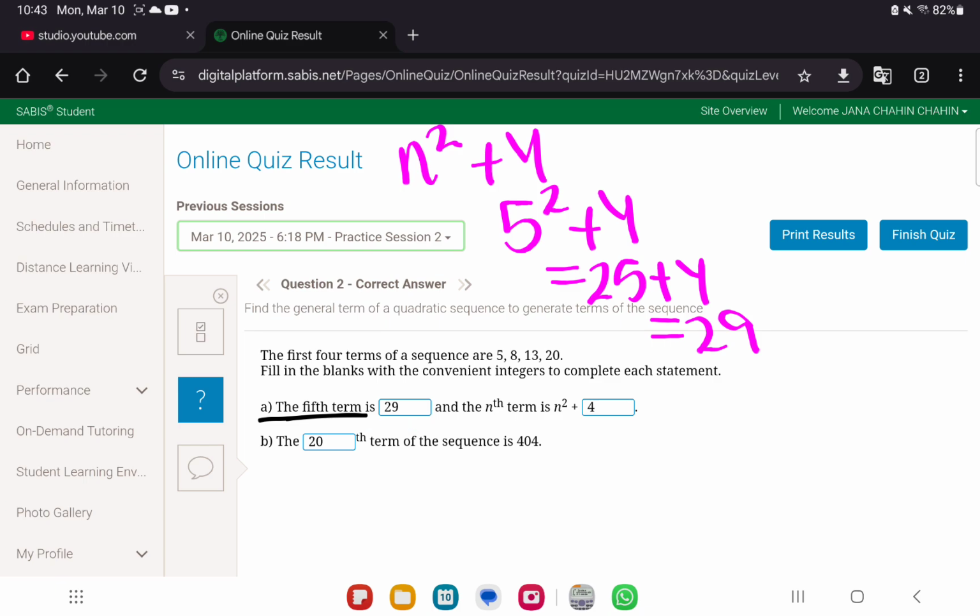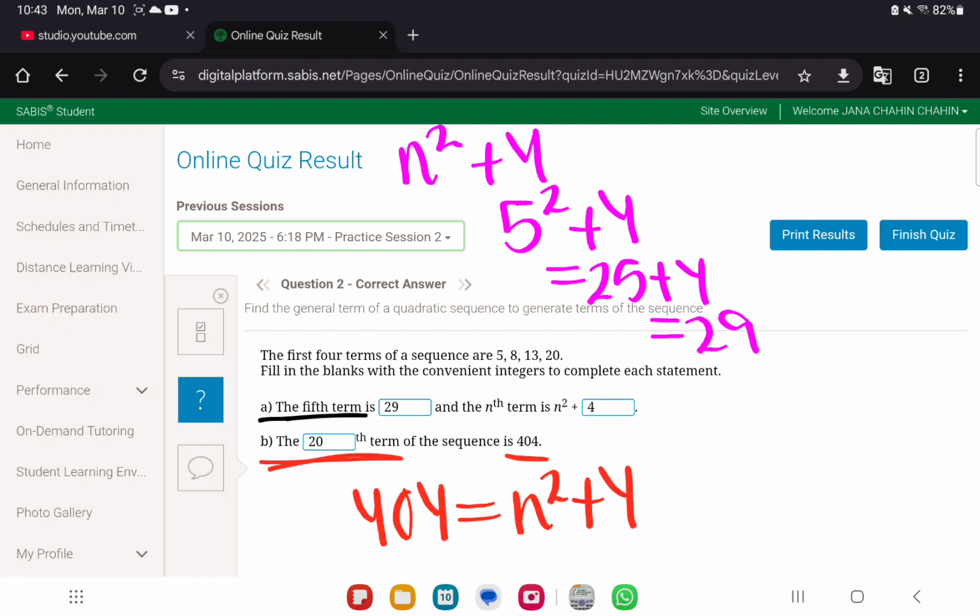Now they're telling you that a term in the sequence is equal to 404. So 404 is our answer. Now they want us to find that term. So we don't know the value of n. We're trying to find the value of n. So we move 4 to the other side.